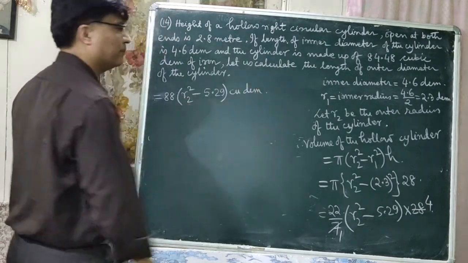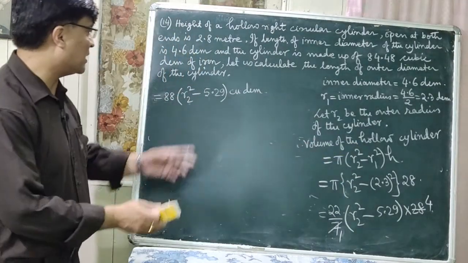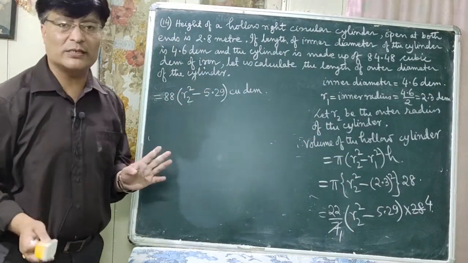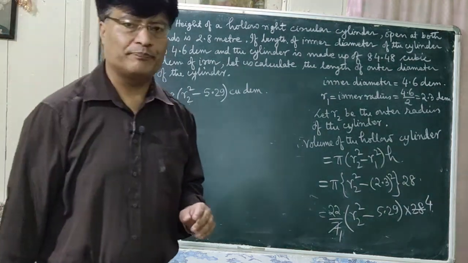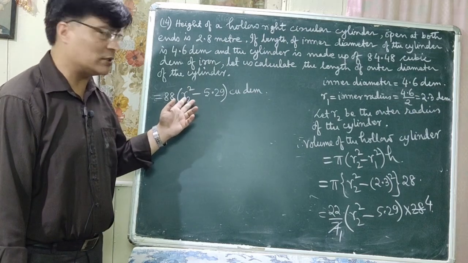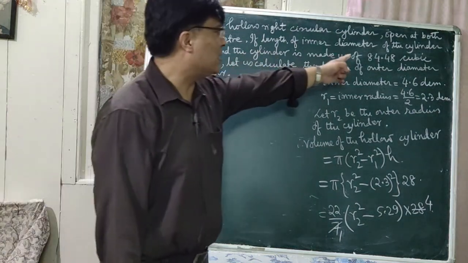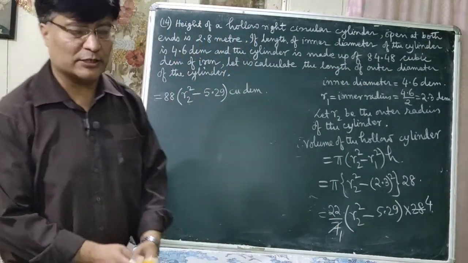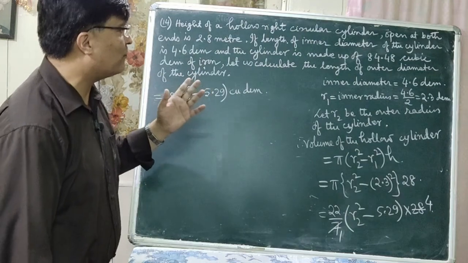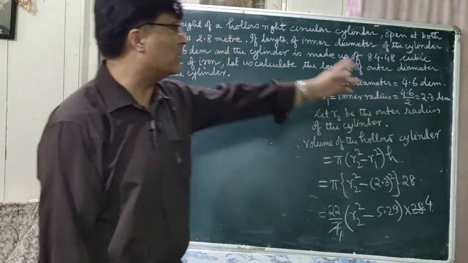Cubic decimeter. So, what volume of the cylinder did we get from the problem? 88 into R2 square minus 5.29 cubic decimeter. Don't simplify it now. But by question, what is the volume? What is the volume of the hollow cylinder? It is 84.48 cubic decimeter. In the question, it is given that the cylinder is made up of 84.48 cubic decimeter of iron. That means the volume of the hollow cylinder is this much.